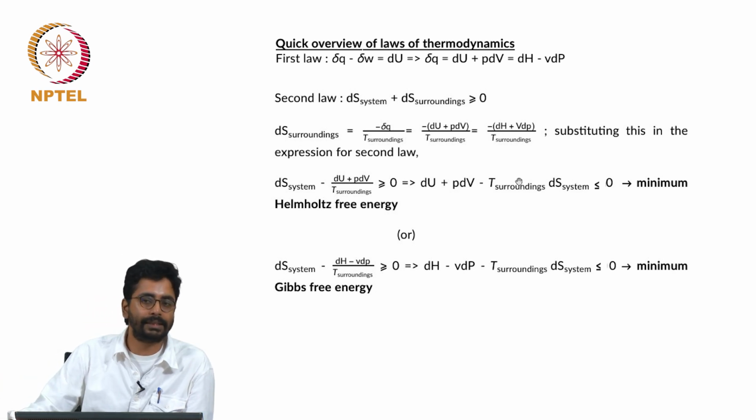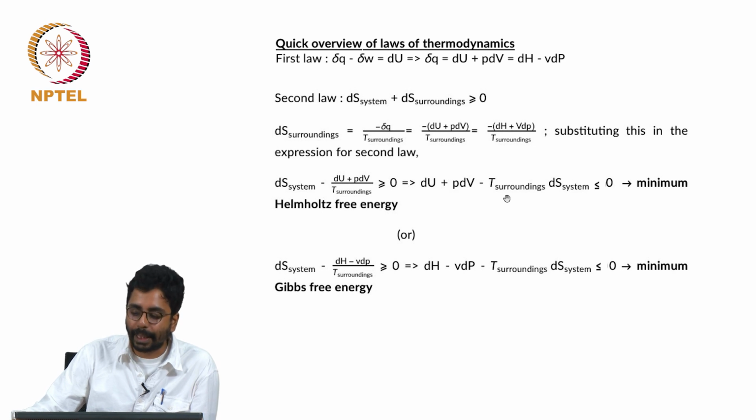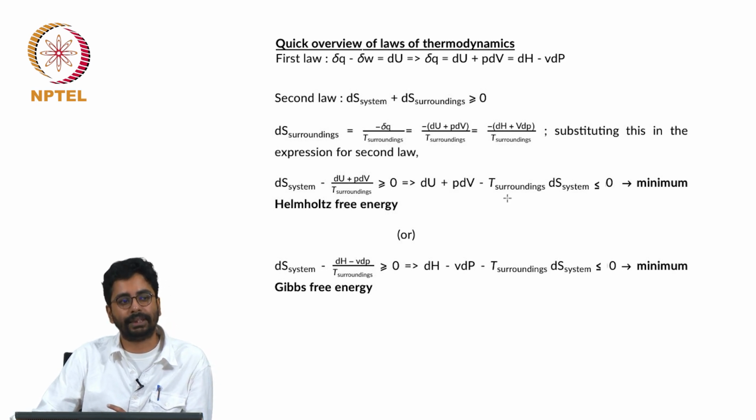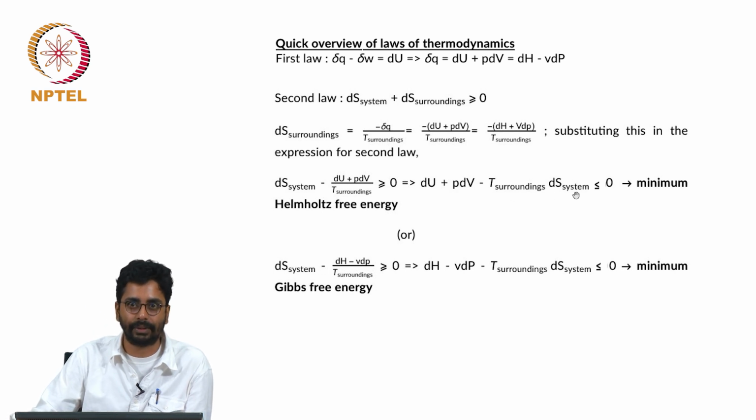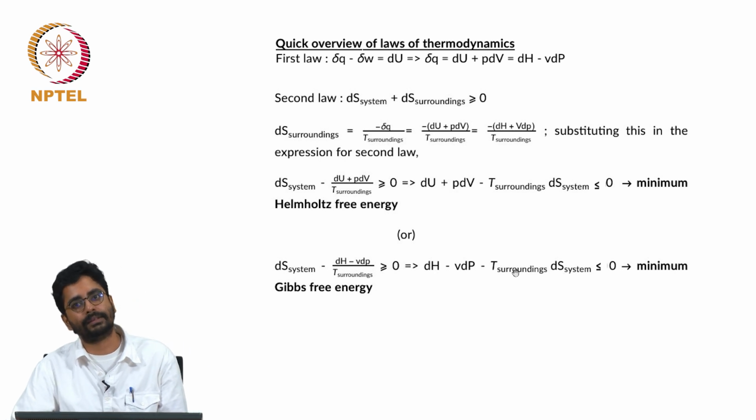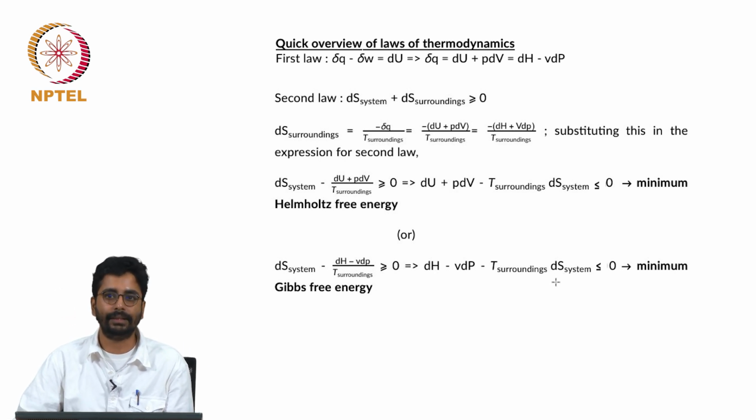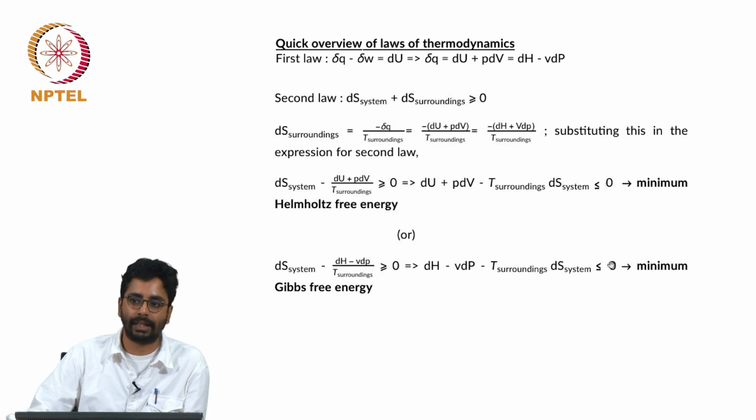I am emphasizing this fact that the temperature that we are talking about is the temperature of the surroundings, because when the system undergoes an irreversible process, we do not actually have a way of defining the temperature for the system. This is the minimum Helmholtz free energy statement. Instead of an expression in terms of internal energy, if you use the expression in terms of enthalpy, you will end up with this expression, which is dH minus VdP minus T surrounding times the entropy change of the system is greater than or equal to 0.